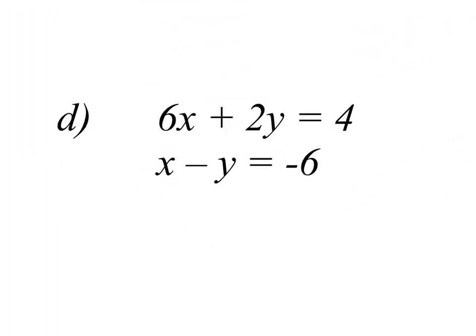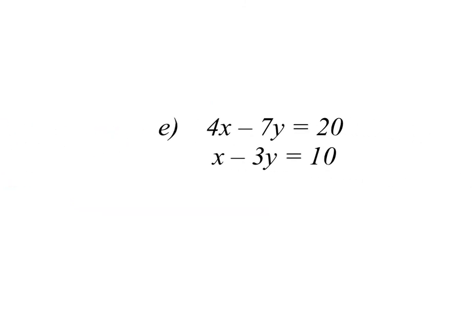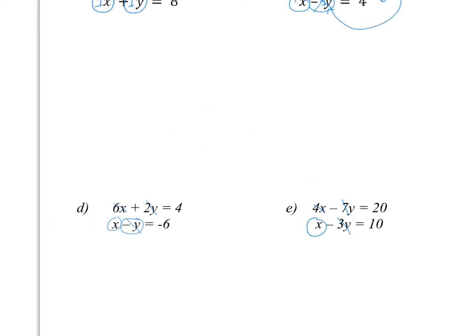Looking at this next example for D, how I chose the variable to isolate for, there's a 6 in front of this x, that's no good. A 2 in front of that y, that's no good. There's a -1 in front of this y, that's no good. The only variable that I can begin solving for is x for that first step. The same is true for E. 4x is no good, -7y is no good, -3y is no good. The only one that I can begin to solve for is x in the second equation. So that's the end of the lesson for substitution.